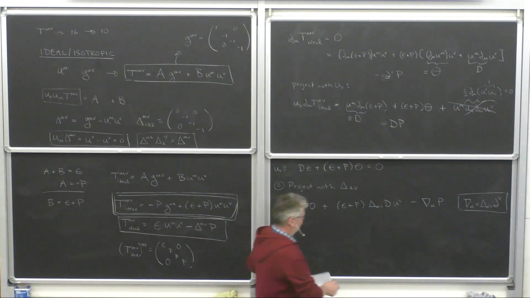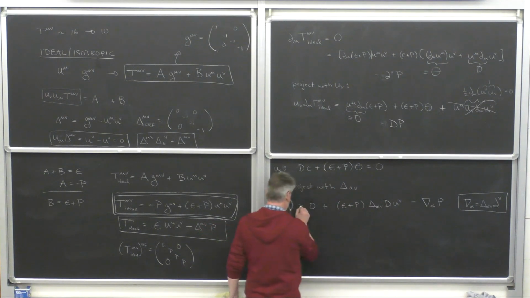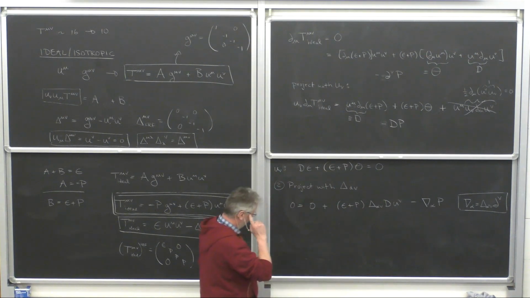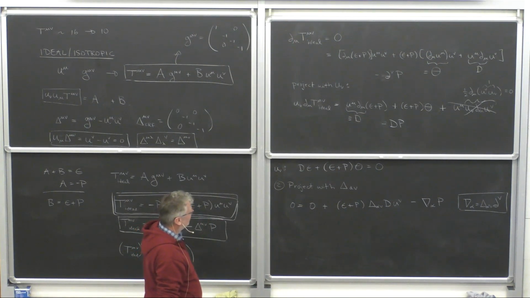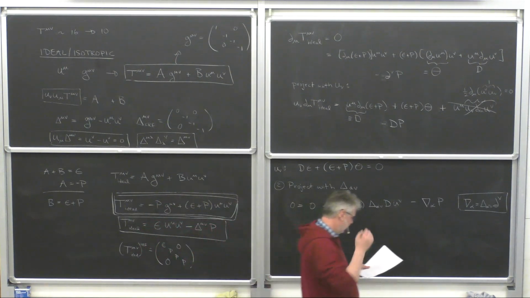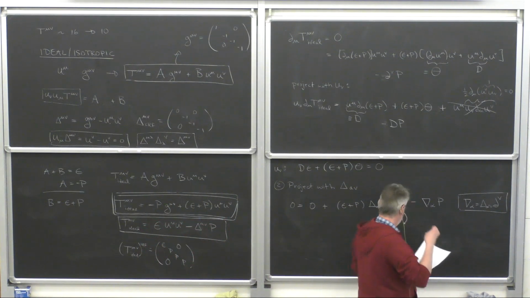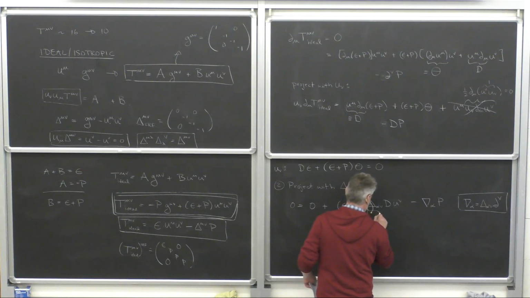Good. And of course, this should all be equal to 0, right? The 0 over here, because it came from d mu T mu nu equal to 0. Good. So we have to work out what this is.